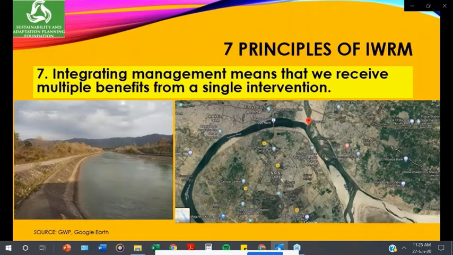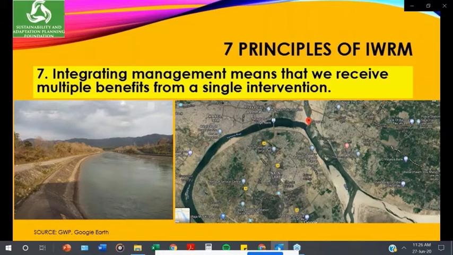The last principle is that integrating management means that we receive multiple benefits from a single intervention. For example, if you undertake an activity for plantation, that is not only protecting your floodplain, that is not only purifying the runoff that is entering into your river, it also helps reduce the flooding, it also helps mitigate climate change impact. It also captures carbon. It also provides a hub for biodiversity. So, there are multiple benefits that you need to look at.